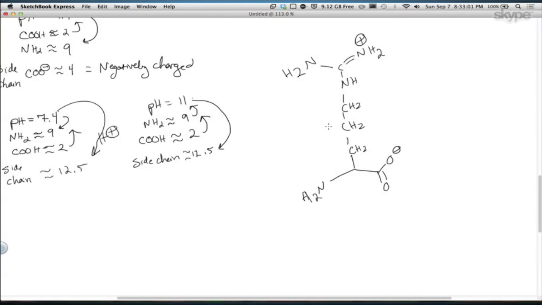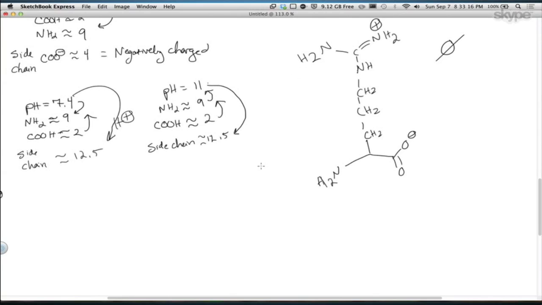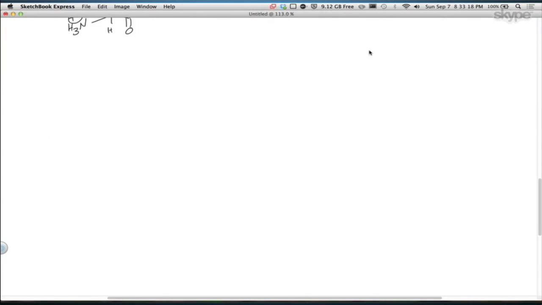So what's the net charge? Net charge is neutral. Excellent. That's very good. Let's also draw the arginine at a pH of 13. It's a different picture. Yes, please. pH of 13.